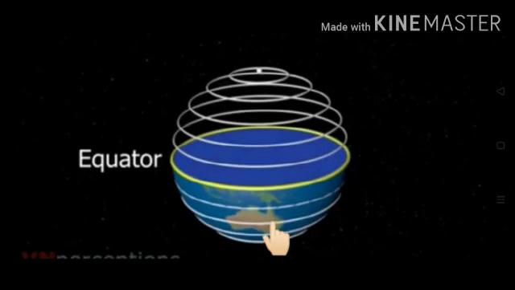Now children, look at this diagram. All latitudes form a full circle. You can see that all the latitudes form a full circle. These lines are circular. Understood, children? And they run from east to west direction. And this yellow line shows the equator.